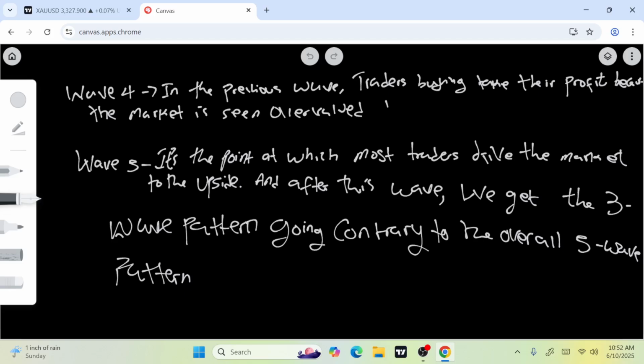That will bring about wave 4, to correct wave 3. Once it finishes its correction, you are expecting that wave 4 does not go below the starting point of your wave 3, for you to have wave 5 emerging. Wave 5 is the point at which most traders drive the market to the upside. It can be an extension to give you another higher high. It can be equal. Do you understand?